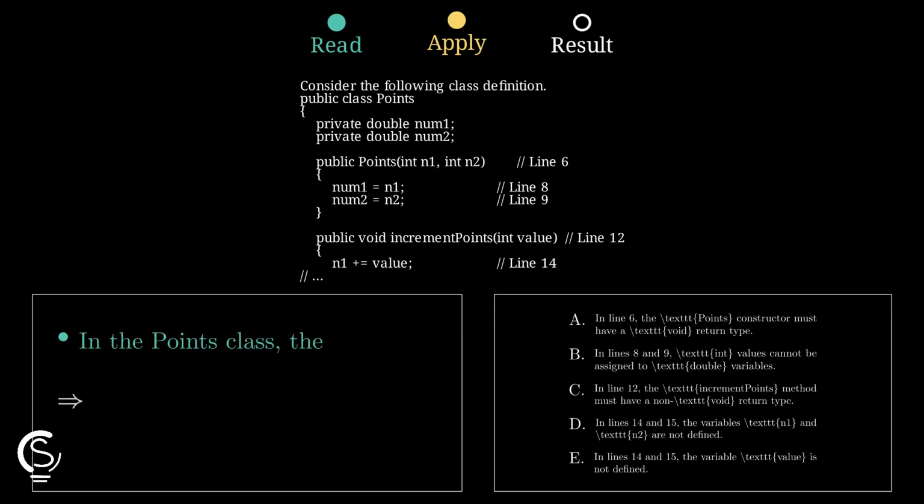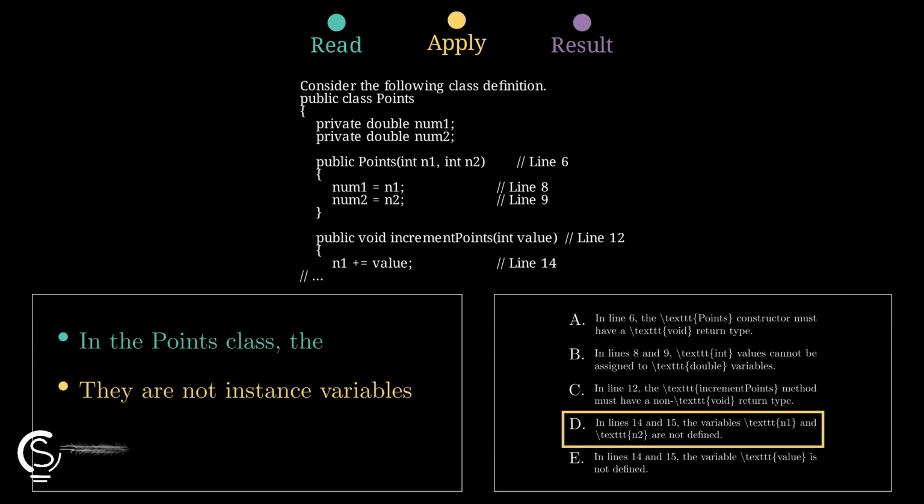It tries to use n1 and n2, but those variables only existed inside the constructor. They are not instance variables or method parameters here. Therefore, lines 14 and 15 will fail because those specific names are not defined in this scope. That makes option D our final winner.